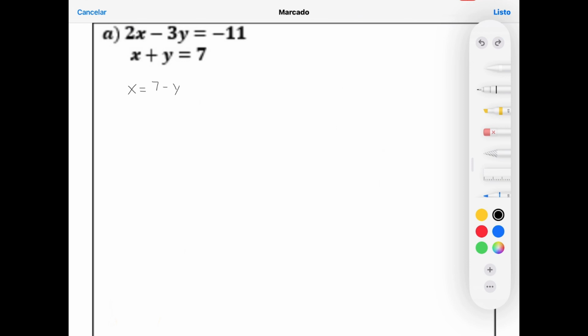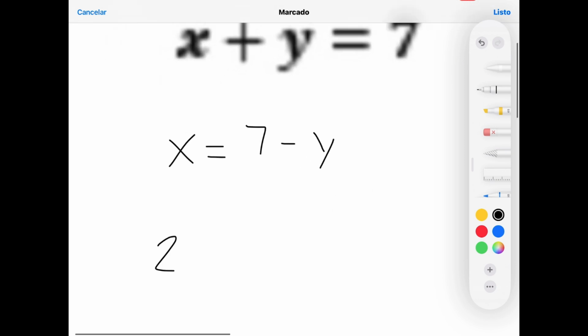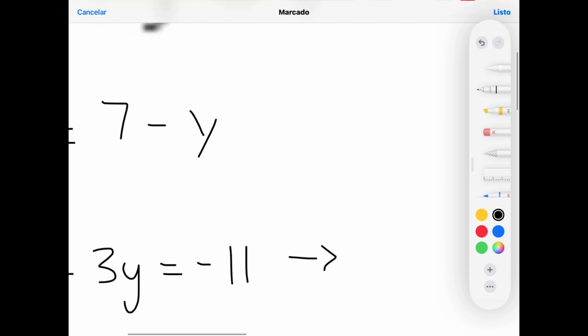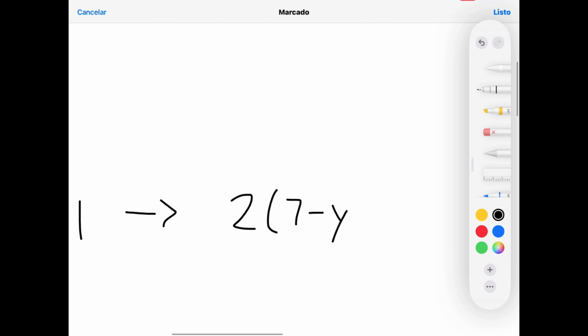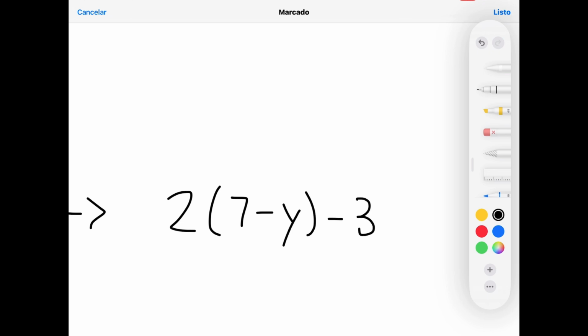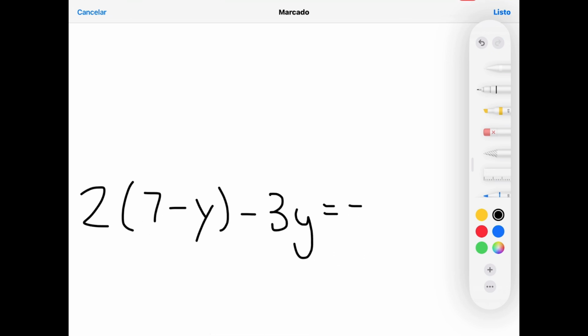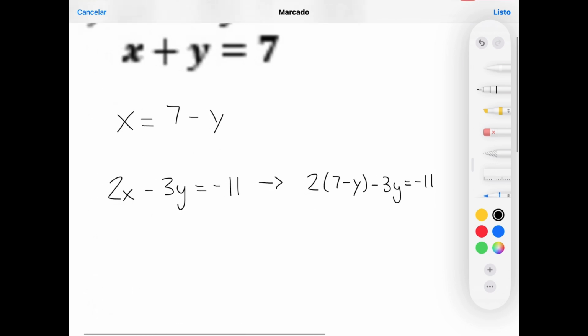Step number 2 is to substitute the isolated unknown into the other equation. I'm going to substitute the value of x in the equation 2x minus 3y equals minus 11. So it's going to become 2 multiplied by (7 minus y) minus 3y equals minus 11. I substitute the value of x, which is 7 minus y, for the x in the second equation.